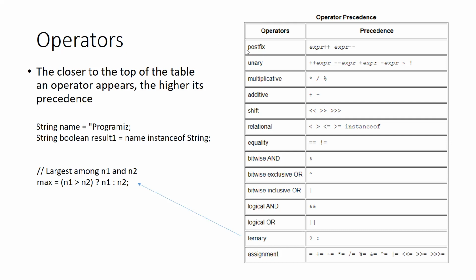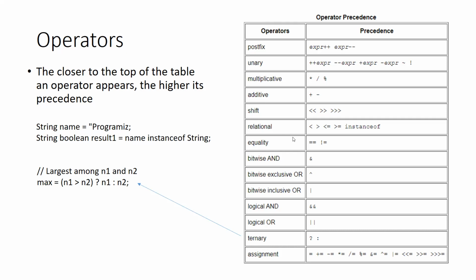The topmost row has the highest preference, whereas as you go downwards, you'll see that operator preference decreases. So postfix operators have the highest preference, whereas additive operators and then relational operators have even lower preference.